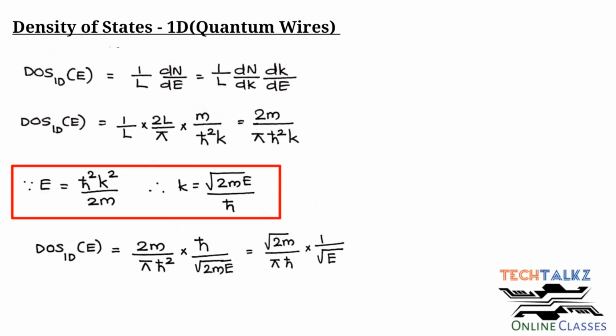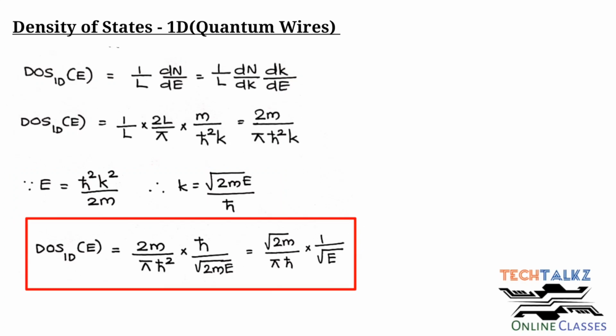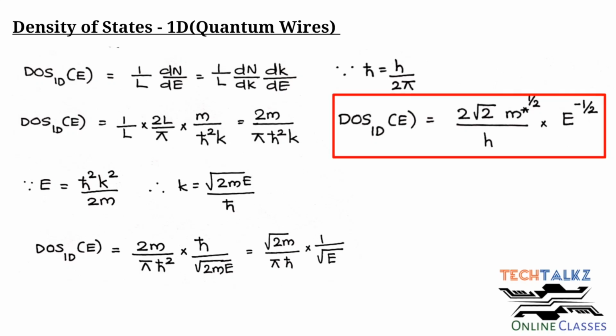And we know the energy of the electron, capital E, is equal to h bar square k square divided by 2m. Therefore, k can be written as square root of 2mE divided by h bar. Therefore, our equation will become 2m divided by pi h bar square multiplied with h bar divided by square root of 2mE, which is square root of 2m divided by pi h bar multiplied with 1 divided by square root of E. So, we get the final equation.